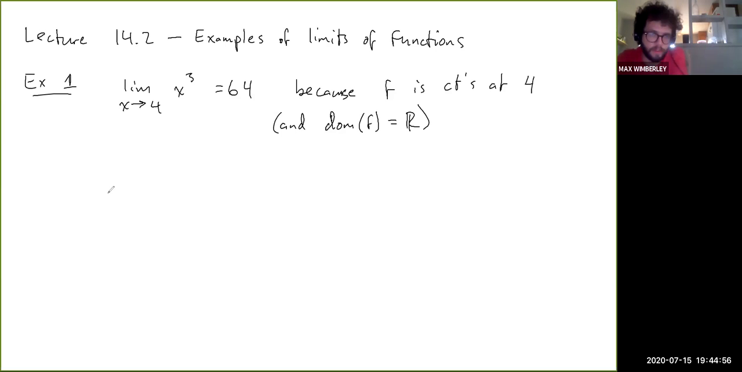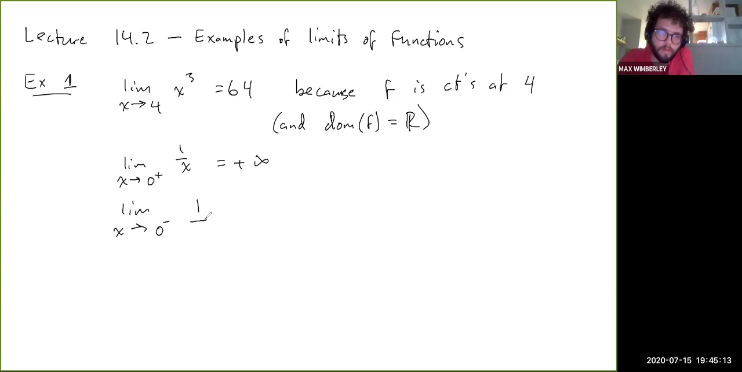In this example, they also include the limit as x approaches 0 from above of 1 over x is plus infinity, and the limit as x approaches 0 from below of 1 over x is negative infinity. They state these without proof here. We're going to do some similar ones in a later example, with proof, so I'm just going to state these without proof.